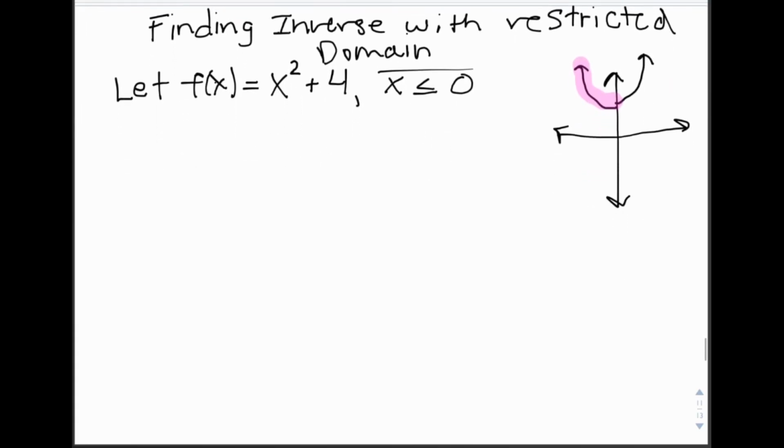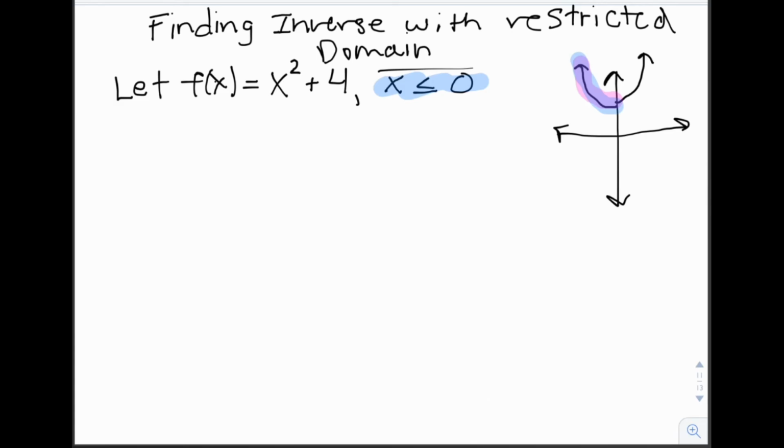Our last example here is going to be finding an inverse with a restricted domain. Normally if we just had our graph of x squared plus 4, that one would fail our horizontal line test, but notice how in this case it tells us x is less than 0. So again, we're going to look at only this left portion here, and we should be good to go. Let's perform our different steps.